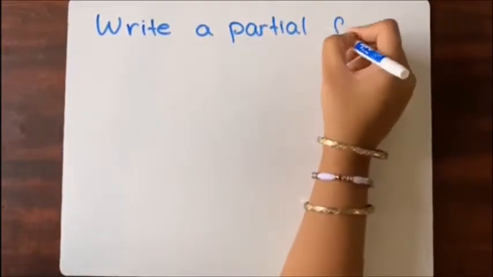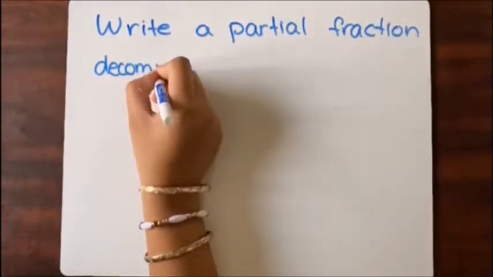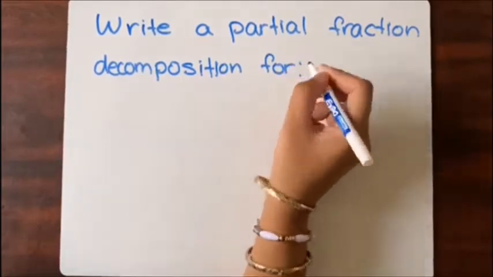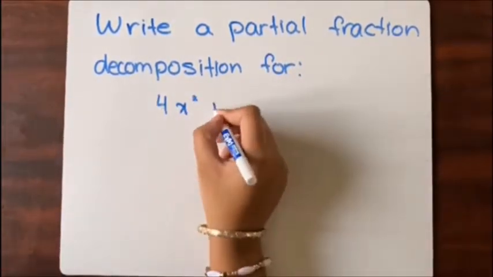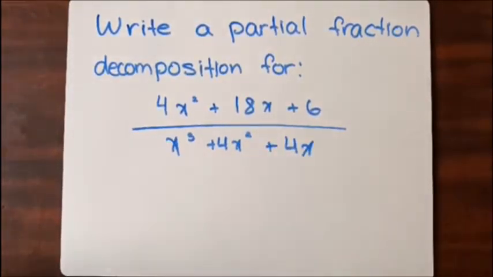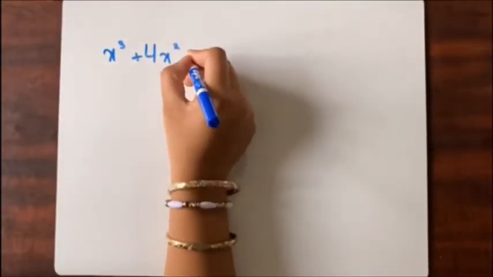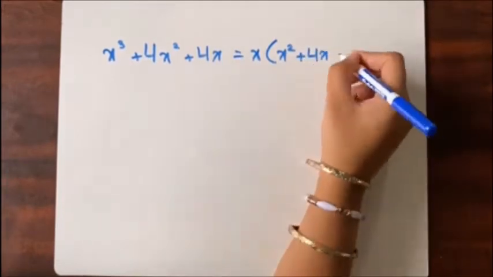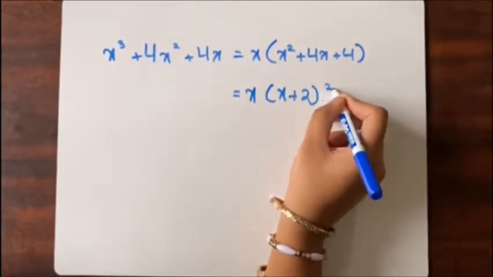Write the partial fraction decomposition for 4x squared plus 18x plus 6 all over x cubed plus 4x squared plus 4x. Now we factor out the denominator and get x times x plus 2 squared.